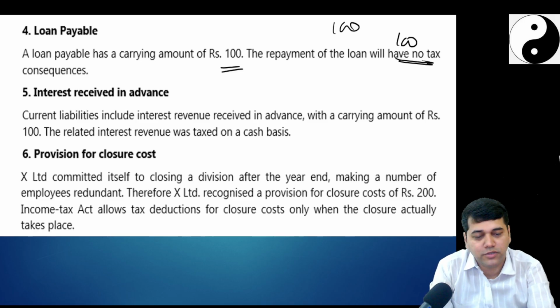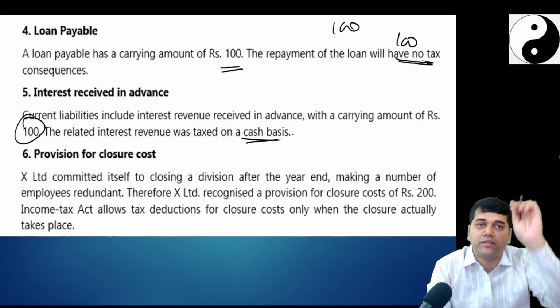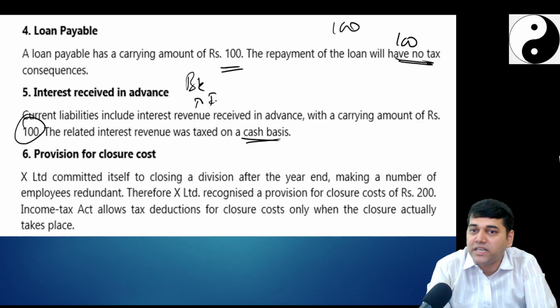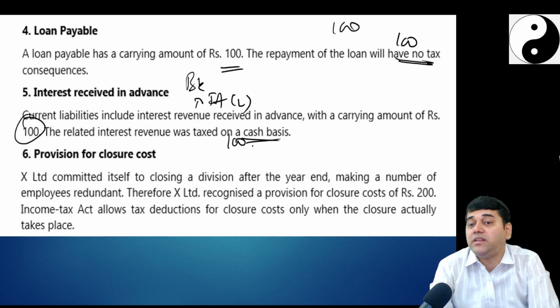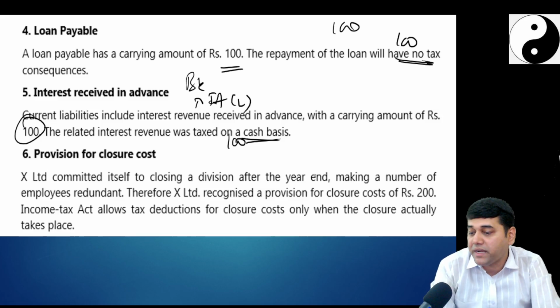Perfect, no? Students? Interest received in advance. Current liabilities include interest received in advance, bank to interest received in advance. Carrying amount is 100. And when is it taxed? On cash basis. I received it, so bank account debit to interest in advance. This is your liability. Now what is the book value? 100. But when income tax recognizes this, did they recognize this entry? On cash basis, they say, today only I will recognize it. I didn't take it to the balance sheet, I will take it to the P&L account.